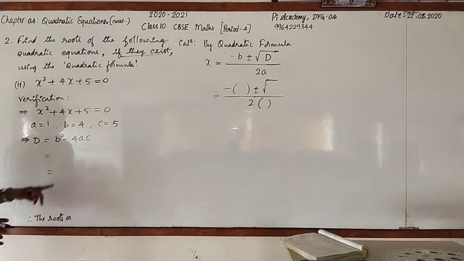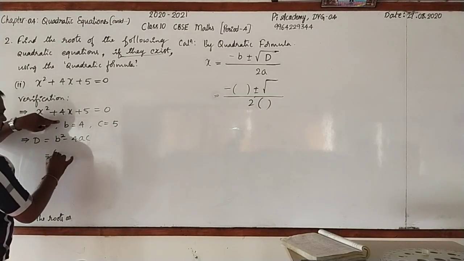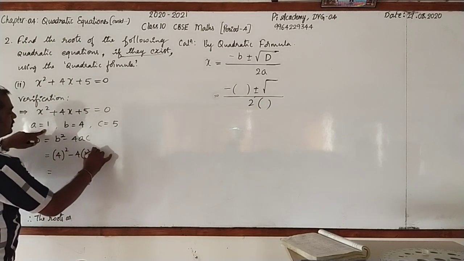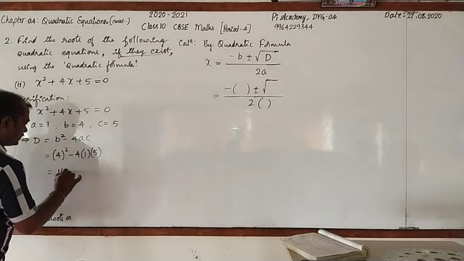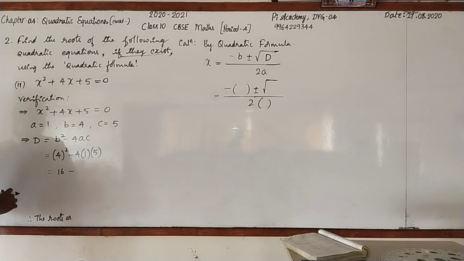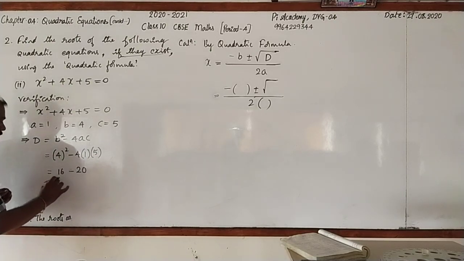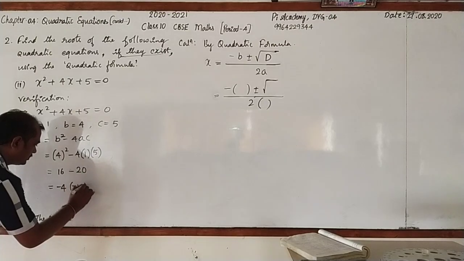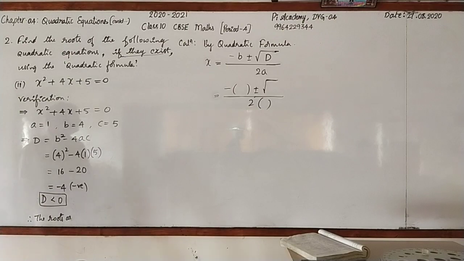D is equal to b square minus 4ac. What is b? This is 4 whole square. 4 into a is 1 and c is 5. Written up? What is 4 square? It is 16. Minus 4 ones are 4, 4 5s are 20. What is 16 minus 20? It is minus 4, which is negative. Right? That means d is less than 0.